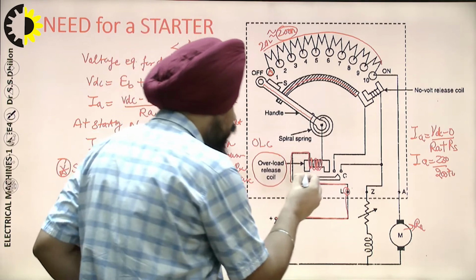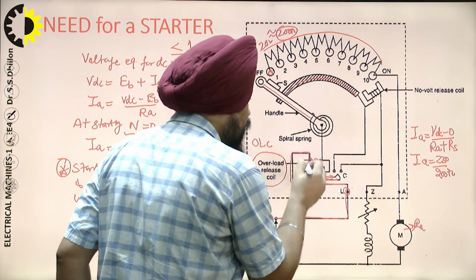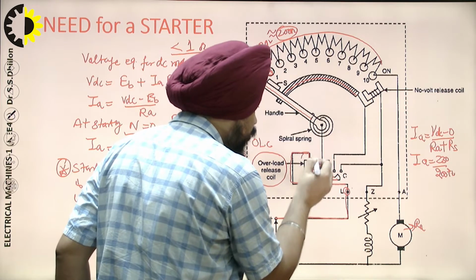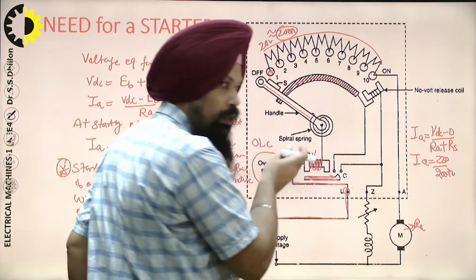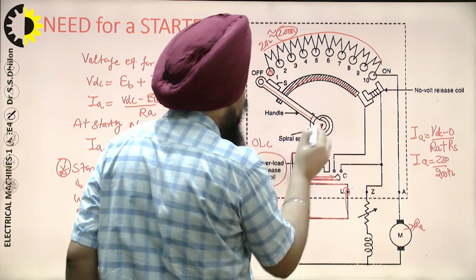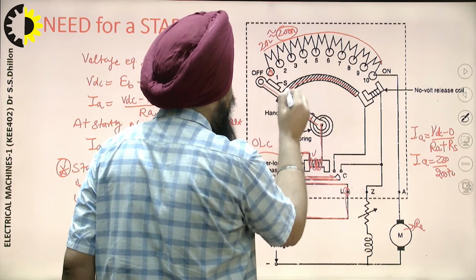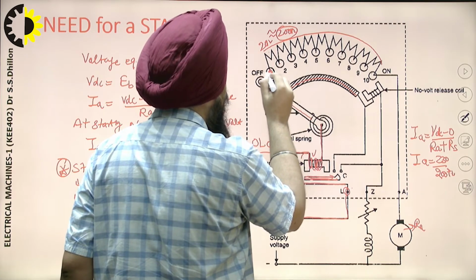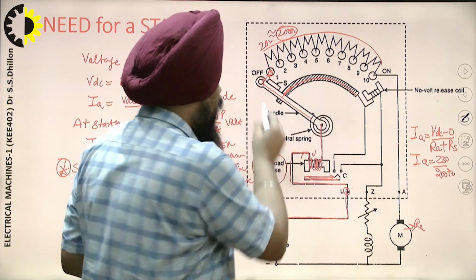This particular iron piece is attached. When there will be overload, then this electromagnet comes into the picture. Otherwise it remains in the off state, it is normally in the off state. Then we have this particular line terminal comes over here, and through the handle it comes to this particular brass, and then when it is switched on, it comes to the stud number 1. So this is the purpose of this.